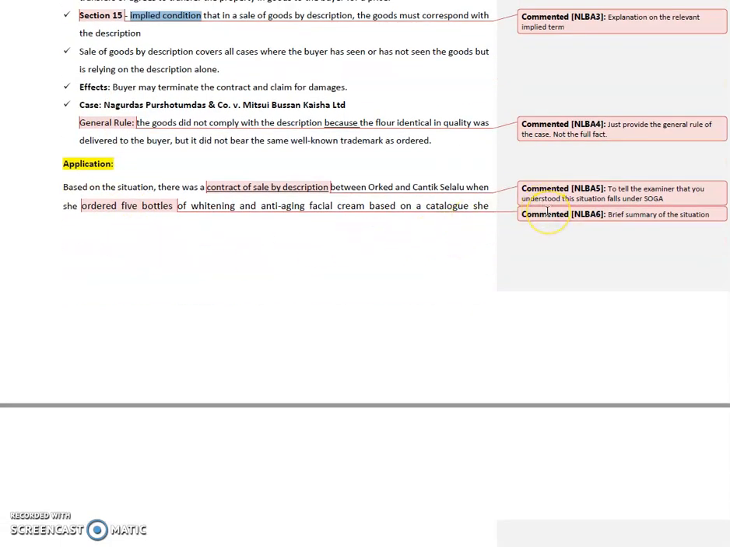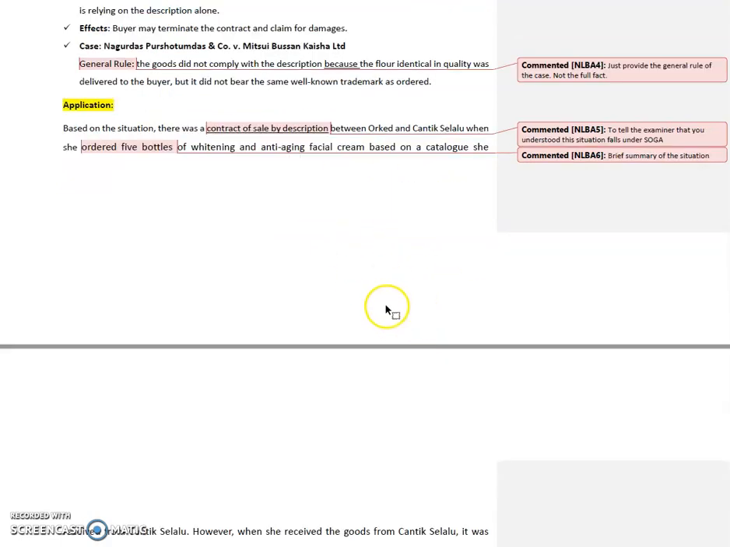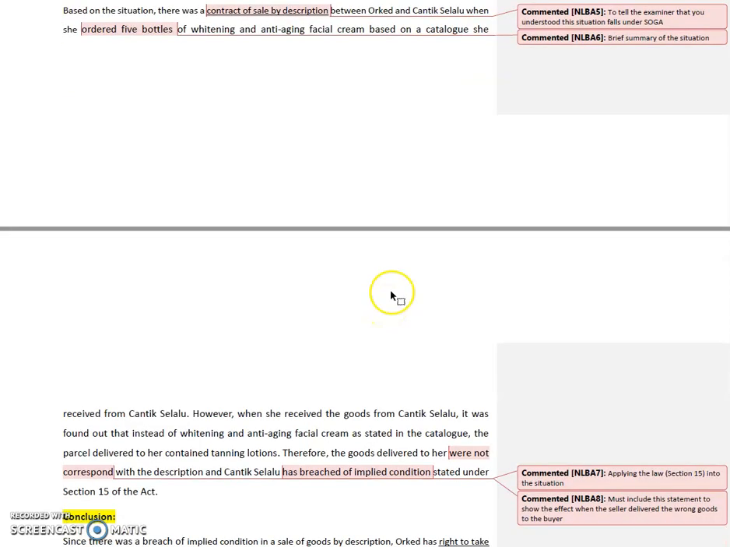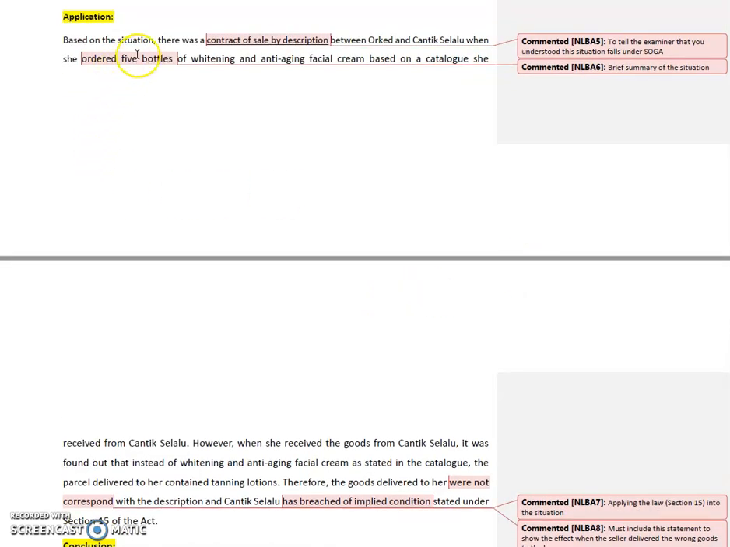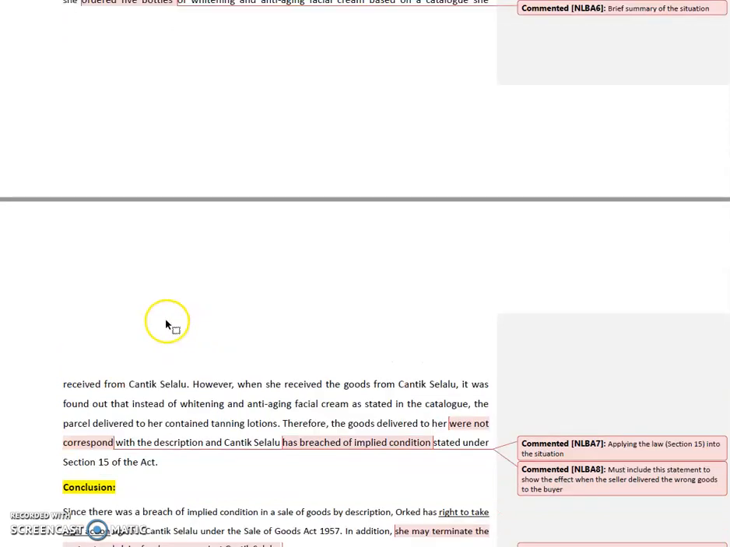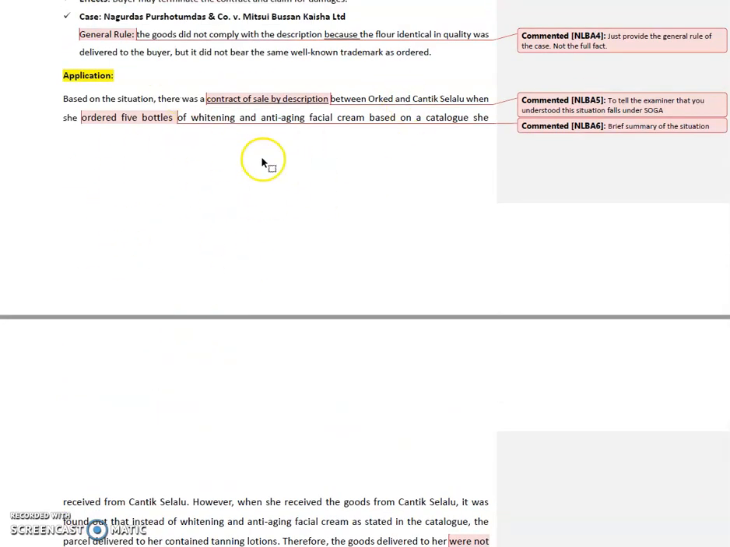Okay, your application is actually to tell the examiner that you understood the situation falls under SOGA. This is your arguments. And you may include the brief summary of the situations. For example, based on the situation, there was a contract of sale by descriptions between Orchid and Cantik Selalu when she ordered 5 bottles of whitening and anti-aging facial cream based on the catalogue she received from Cantik Selalu. So here is the brief summary of the situation.